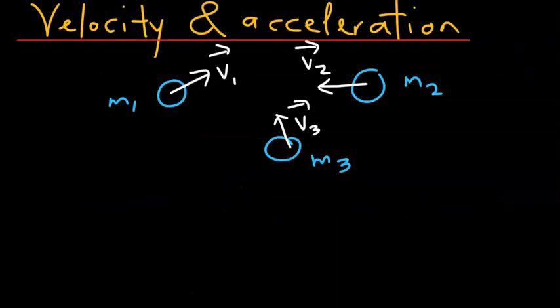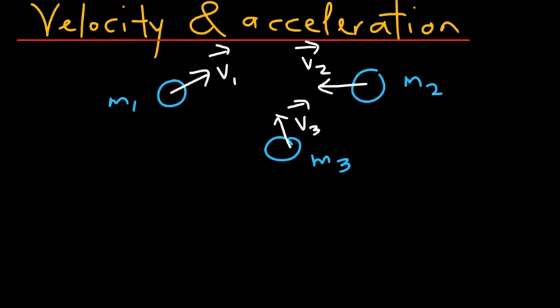Now what happens if the masses in a system start to move? For example, m1 starts to move with velocity v1, m2 starts to move with velocity v2, m3 with v3. What will happen to the center of mass of the system? Generally the center of mass should move too. If so, what is the velocity of that center of mass point? That is what we want to address here, and therefore the acceleration, if any.